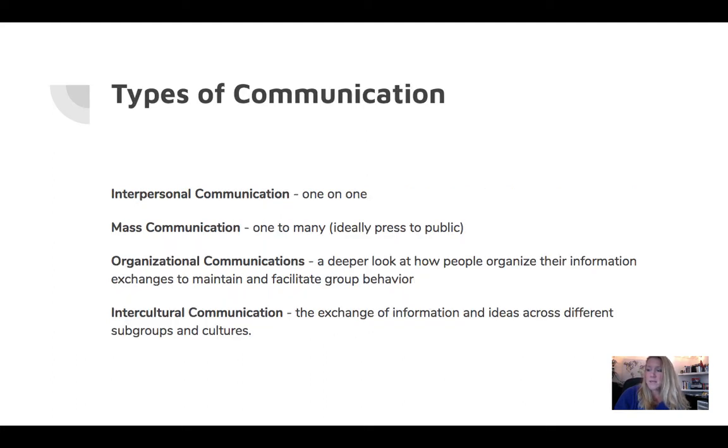This includes both traditional, which is print, and digital media. Here are some types of communication. We have interpersonal communication, which is one-on-one. We have mass communication, which is one to many, ideally press to public. We have organizational communication, which is a deeper look at how people organize their information exchanges to maintain and facilitate group behavior. And we have intercultural communication, the exchange of information and ideas across different subgroups and cultures.